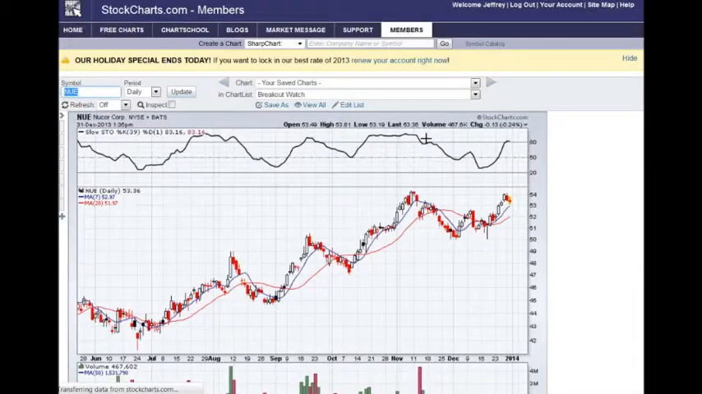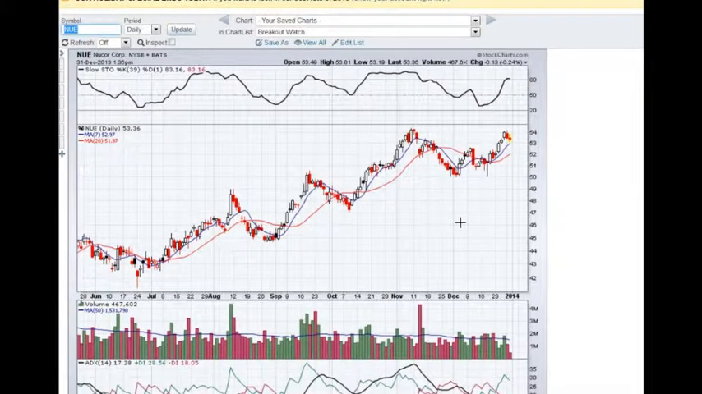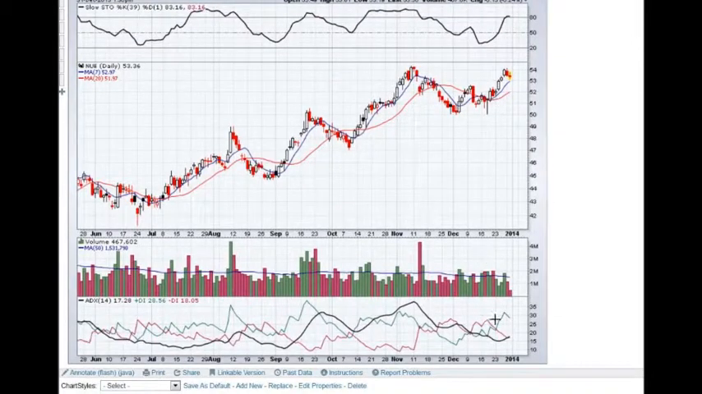Okay. Nucor, pulling back a little bit more today. I like Nucor. What's it done recently? It's made a fresh move back above the 50 here. Okay, fresh move back above the 50. Look at the ADX. The ADX is low, below 20. What's that say? We're in a non-trending environment. Okay, below 20. But what's it starting to do?